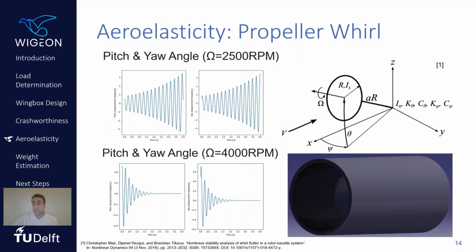Now, the same cannot really be said about propeller whirl flutter, which is the unsteady motion of the propeller about its pitch and yaw axis. To design a structure that is stable in whirl flutter, a steel tube was used to mount the propeller to the wing, which is stable for an angular velocity of 4,000 RPM, but not for 2,500. And this is primarily attributed to the gyroscopic stability of the propeller.